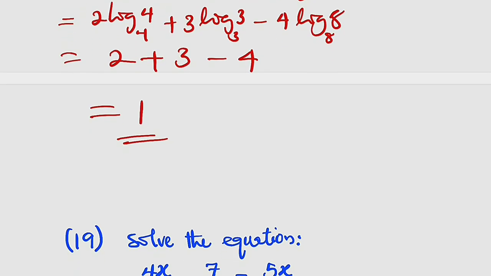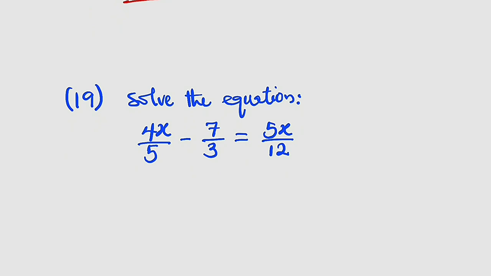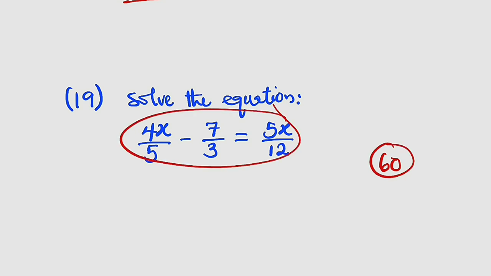Moving on to question number 19, we are asked to solve the equation 4x divided by 5 minus 7 divided by 3 equals 5x divided by 12. First of all, we have different ways of solving problems like this, but for me, I always prefer to clear the fractions. And how can we do that? By multiplying every single term by the LCM of all of these numbers, 5, 3, and 12. The LCM is what? 60. So we are going to take 60 and multiply all of these 3 times.